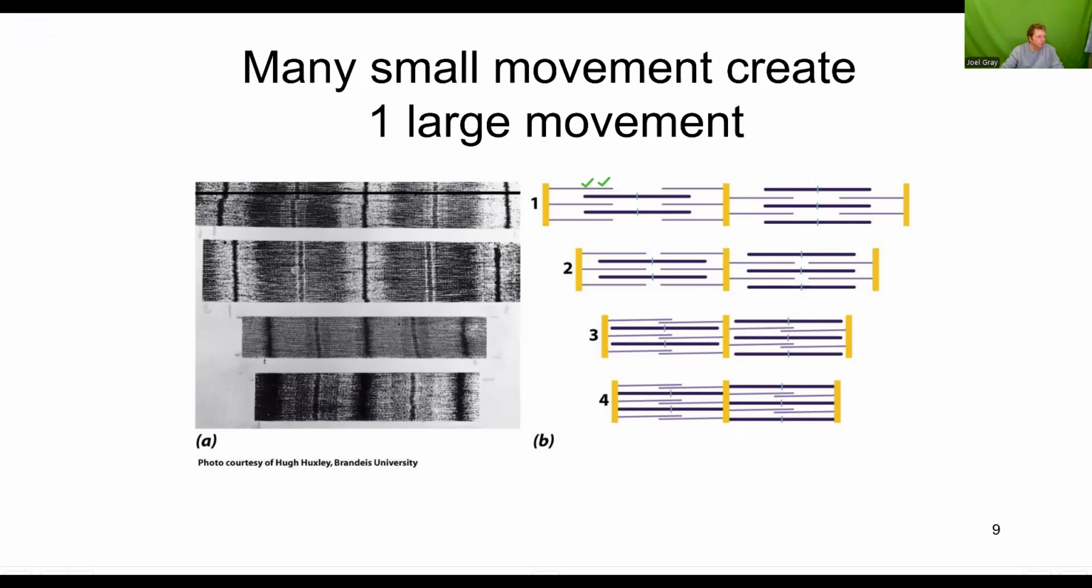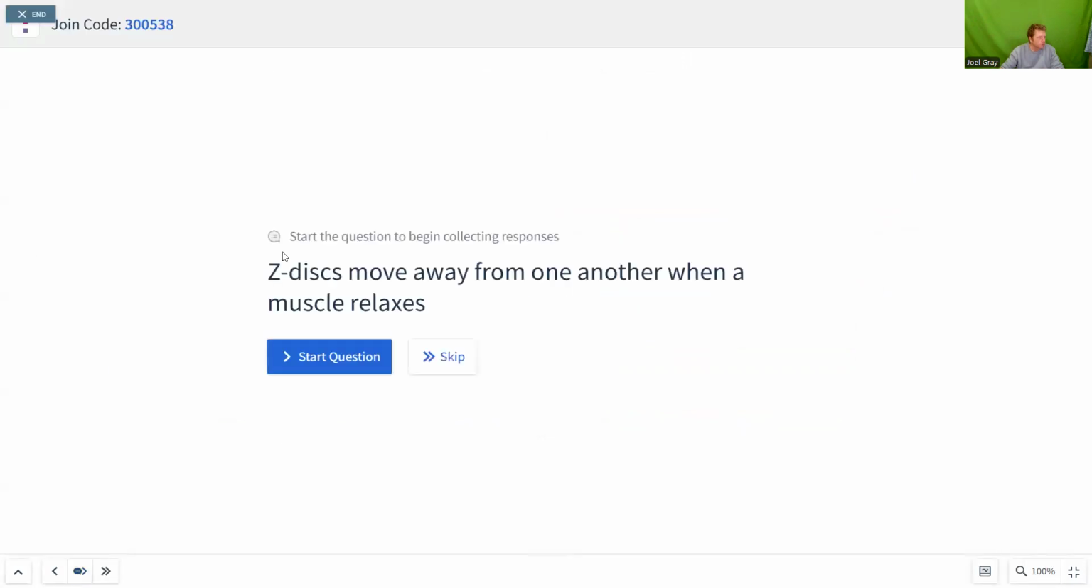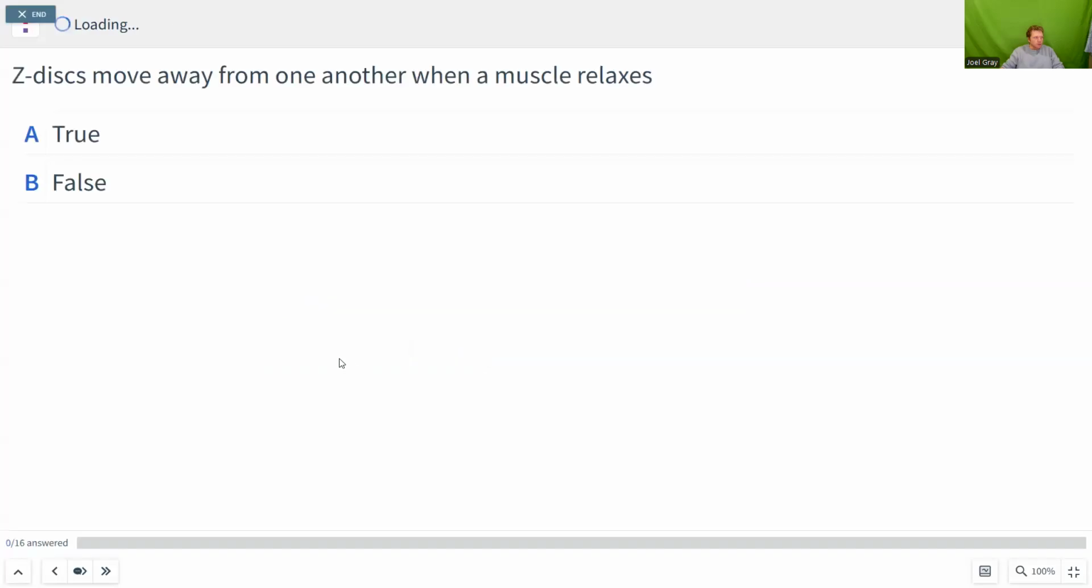Now, I've got a question for you. Z disks move away from one another when a muscle relaxes. Let's go ahead and answer that. I've got a good feeling that everyone's going to get this one right.